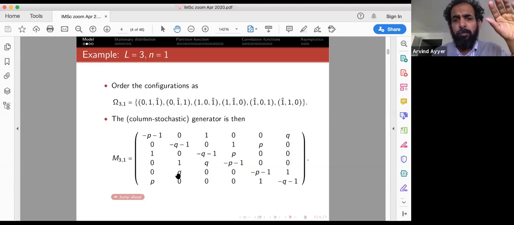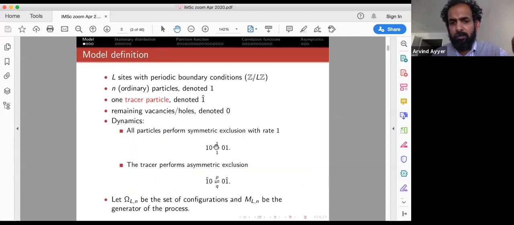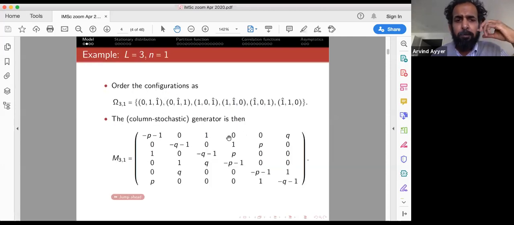So you fill the off-diagonal entries with the rates, using these 1s and p's and q's in the way explained in the previous slide. And so you get this matrix. And now to get the diagonal entries, all you do is you ensure that column sums are 0. So that's why there's a minus p minus 1.